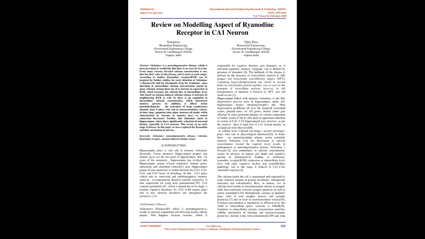The hallmark of the disease is defined by the presence of extracellular amyloid beta, AB, plaques and intracellular neurofibrillary tangles, NFTs, containing hyperphosphorylated tau, which normally holds the microtubule protein together and acts as a road for the transport of intracellular nutrients. However, in AD, transportation of nutrients is blocked by NFTs, and cell death occurs. 5. Hippocampus is linked with memory formation, so the first degenerative process starts in the hippocampus.